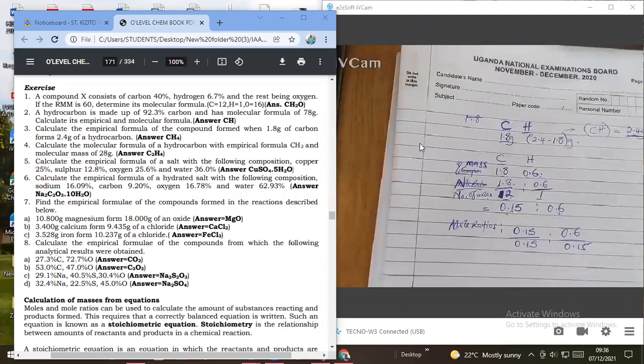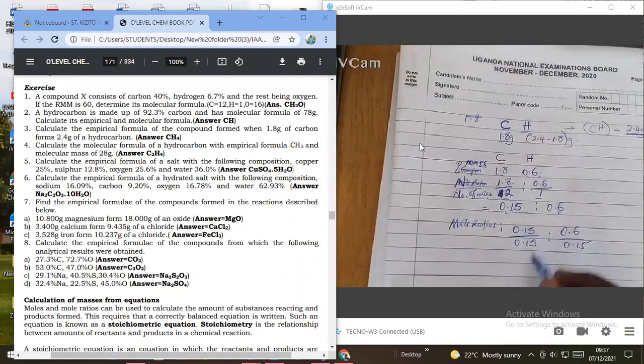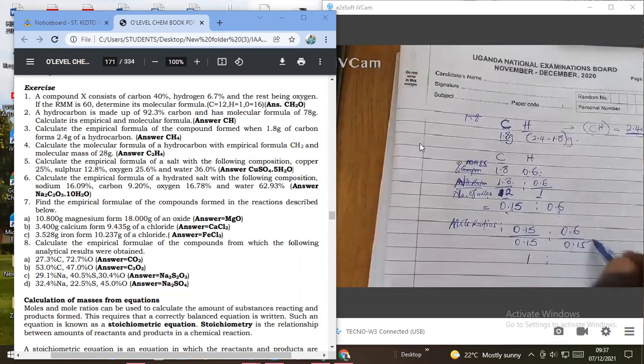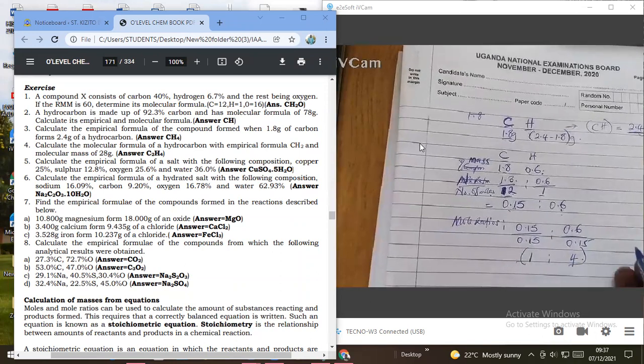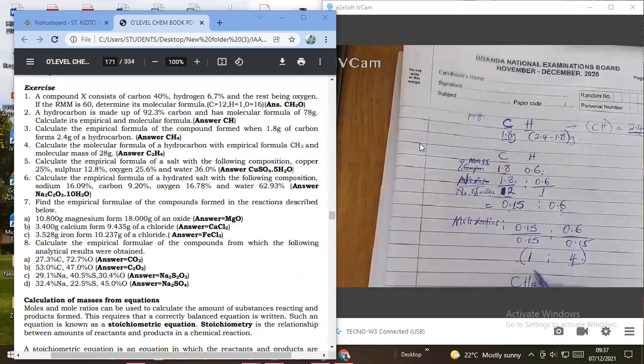Teacher, the smallest is 0.15. In mathematics, do we read numbers like that? 0.15. Okay, so this is 1 already. 0.6 divided by 0.15, what do you get? 4. So these ones are already automatically there, so there is no need of multiplying or rounding off. So we write C1H4 as the empirical formula of that substance. This is the empirical formula.